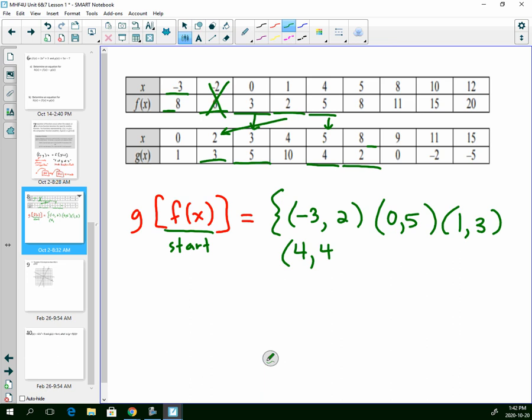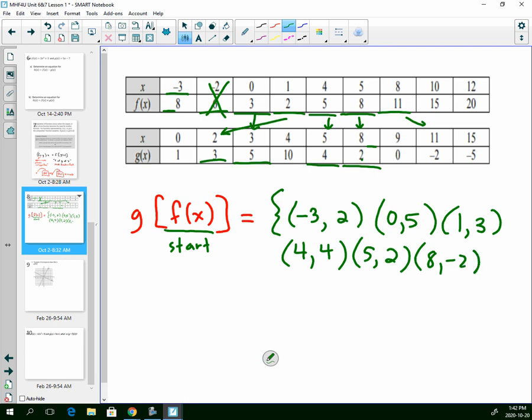Final answer is 4. Then I go to the next point, 5. Output is 8, which becomes the input. The final answer is 2. And I go to the next point, 8. Output is 11. I see an 11 here.